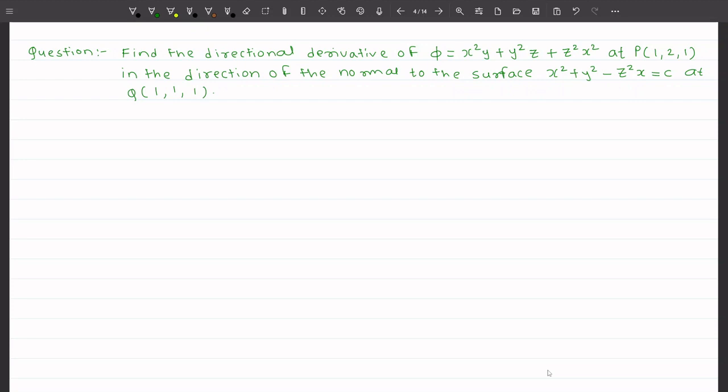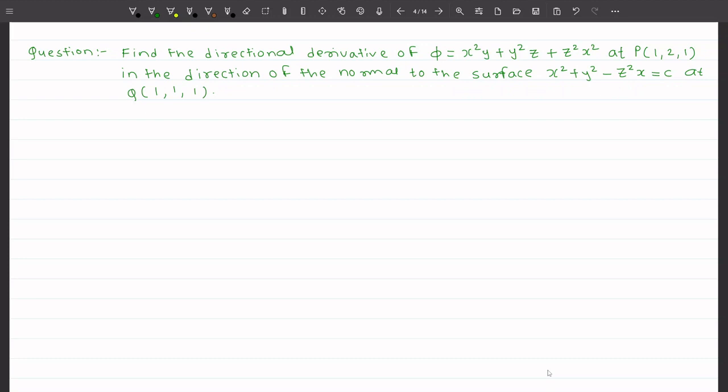Hello students, let us see a new problem on the directional derivative. The question is, find the directional derivative of 5x²y + y²z + z²x² at point (1, 2, 1) in the direction of the normal to the surface x² + y² − z²x = c at point (1, 1, 1), right?